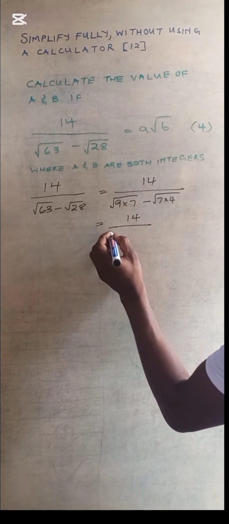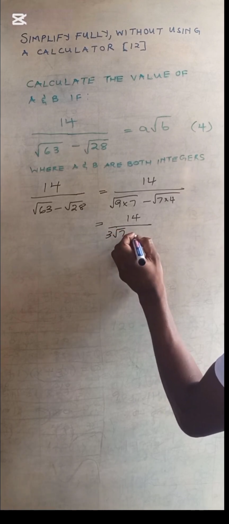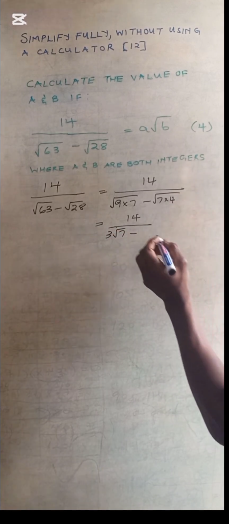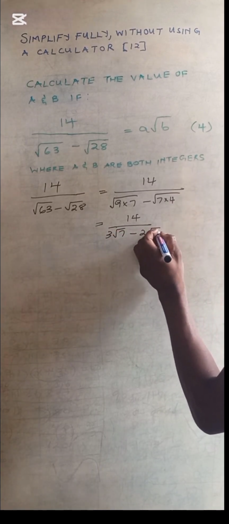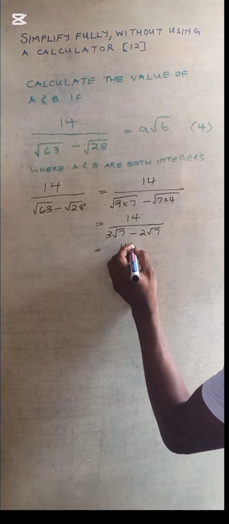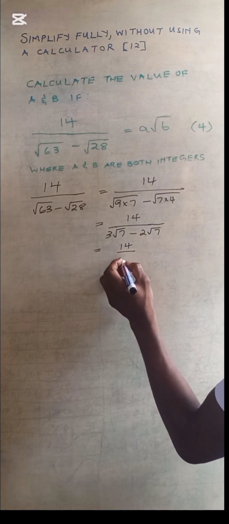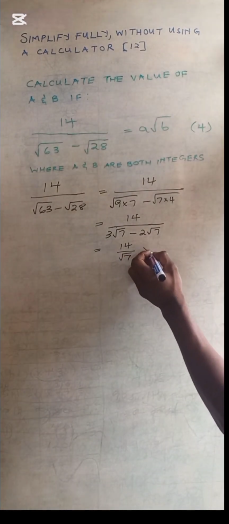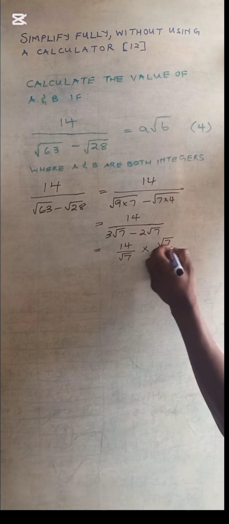Okay, so we have 14. The square root of 9 is 3, so 3 square root of 7. And in this case, the square root of 4 is 2, so 2 square root of 7, right? Then we have 14. 3 square root of 7 minus 2 square root of 7 will leave us with the square root of 7. When we get to this point, we can rationalize the denominator.